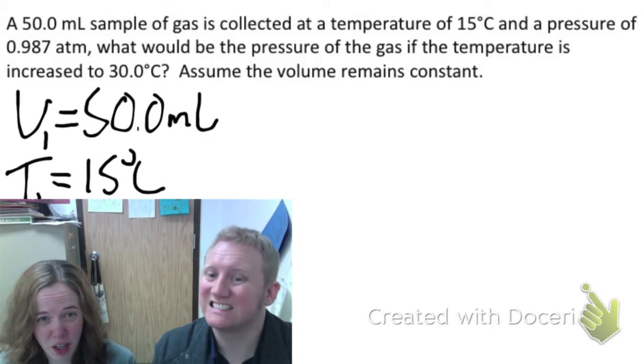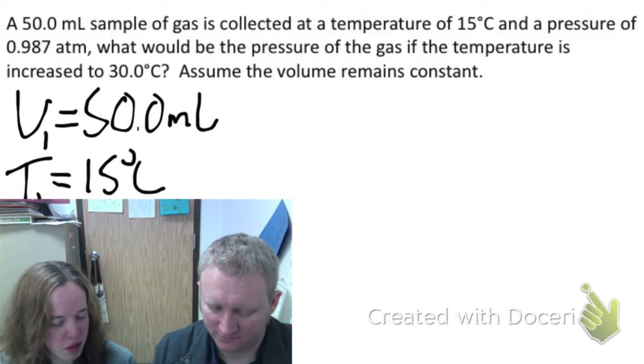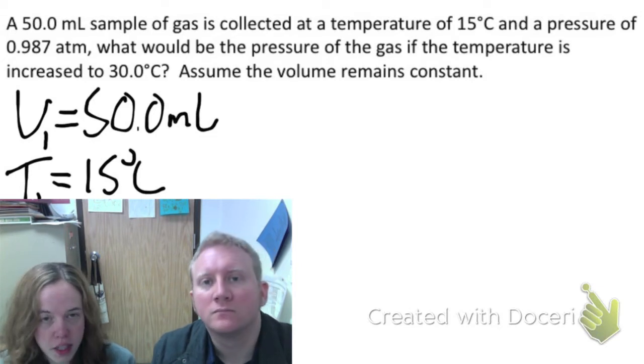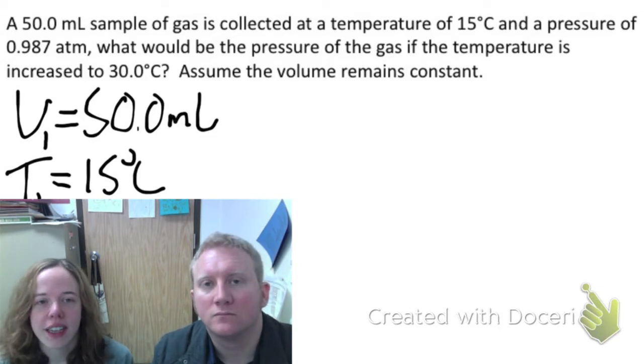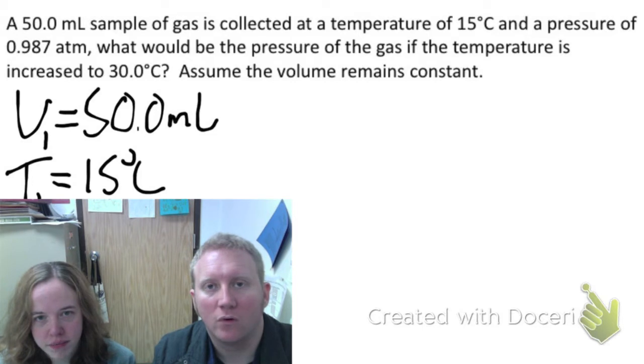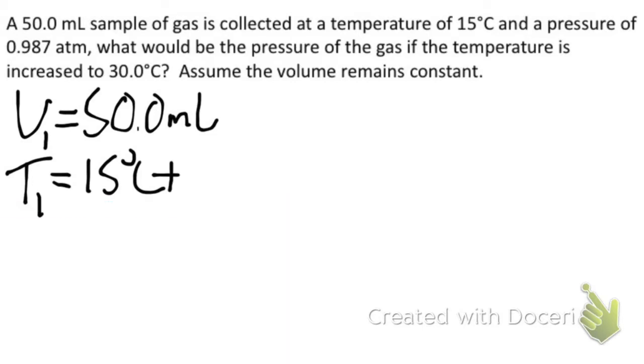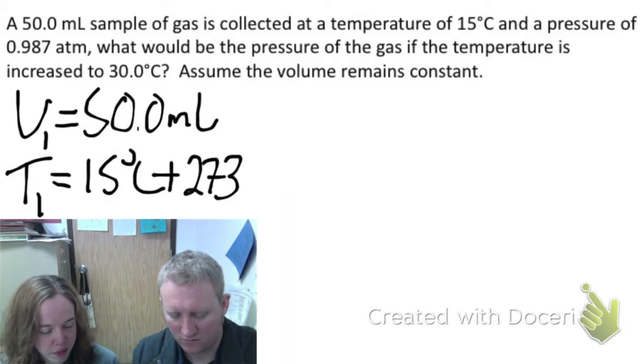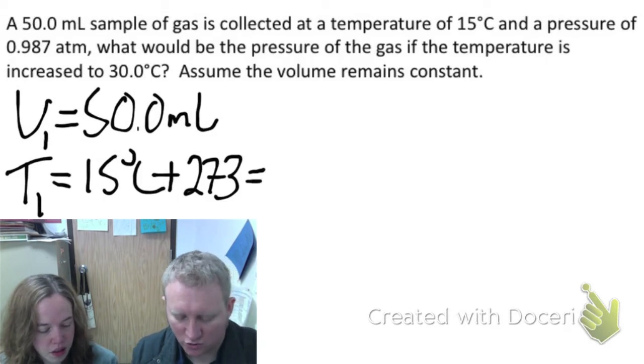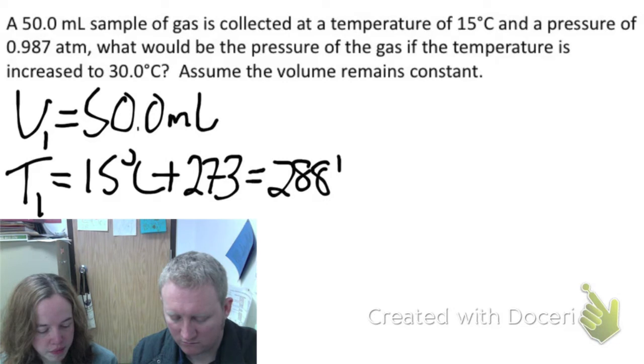we need to be in Kelvin. The reasons why are a little past the scope of this, but the important thing is we need to be in Kelvin. Kelvin, luckily, is a very easy conversion. All we've got to do is add 273. So that gives us 288.